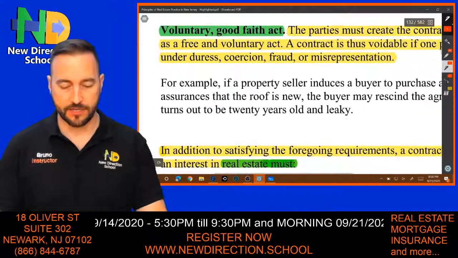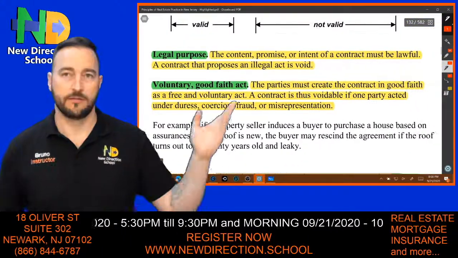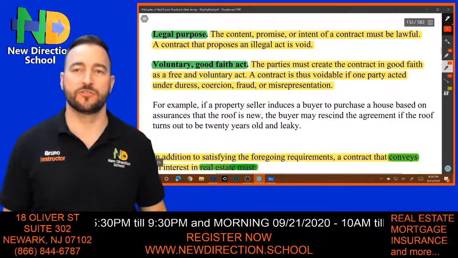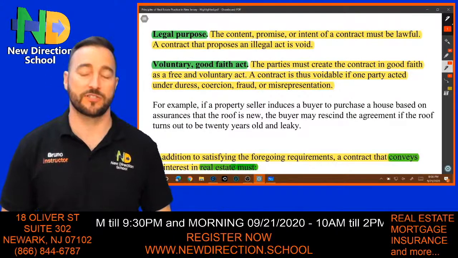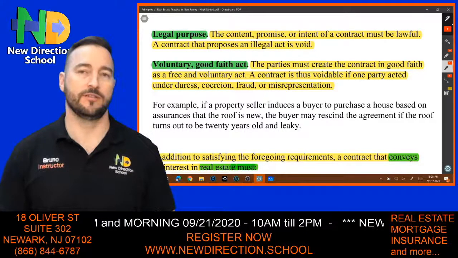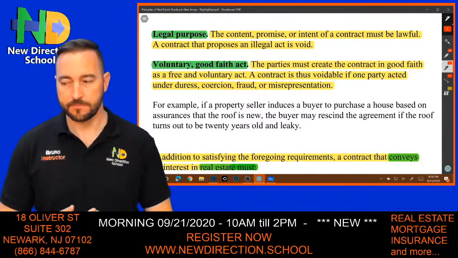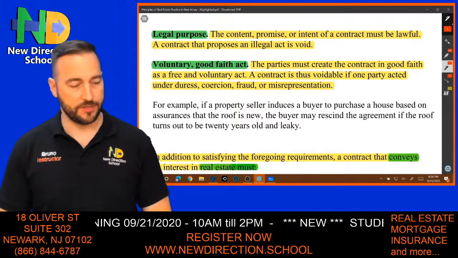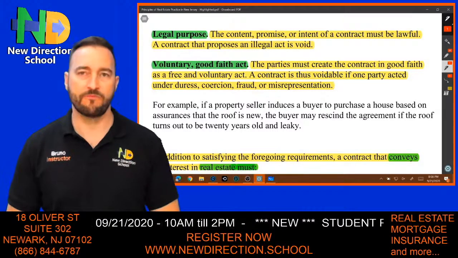So it says right here, if the property seller induces a buyer to purchase a house based on assurance that the roof is new, the buyer may rescind the agreement if the roof turns out to be 20 years old and leaking. Now, very, very important, you need to know.